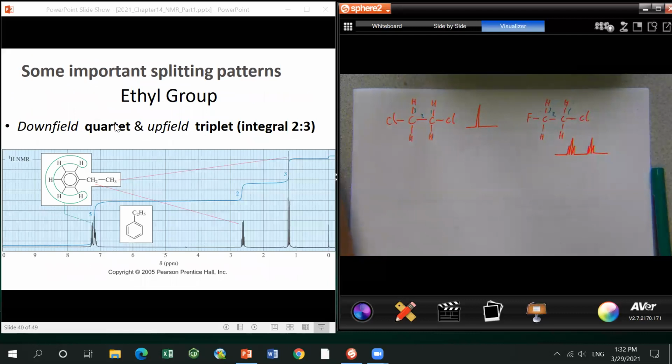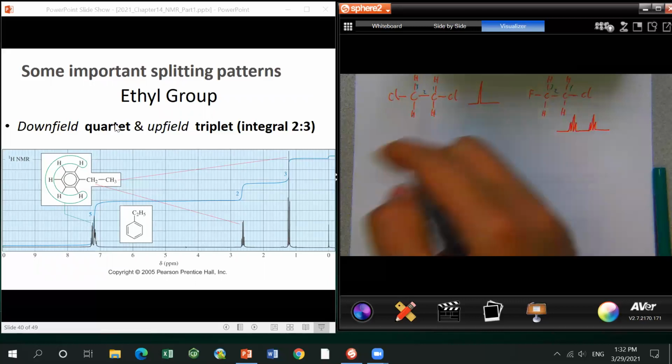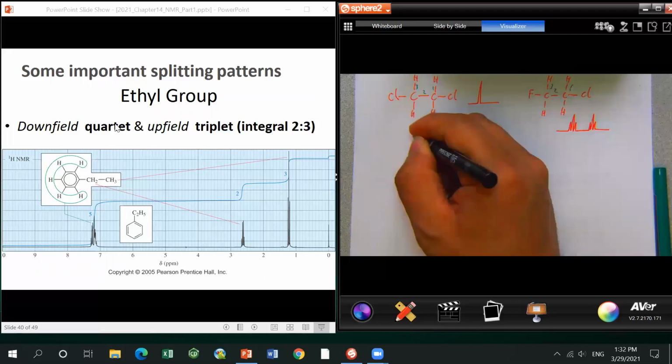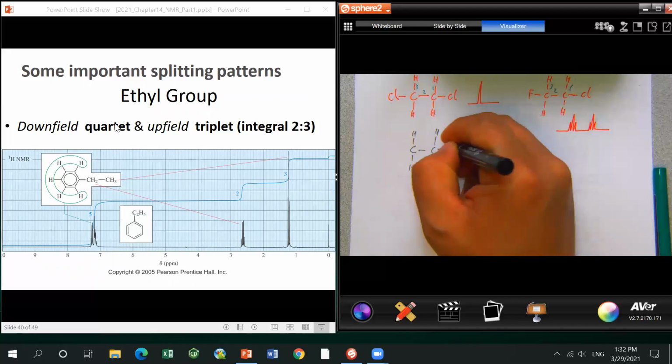Right. So next I'll show you some of the most common splitting patterns for certain functional groups. The first one is the ethyl group, CH2CH3.